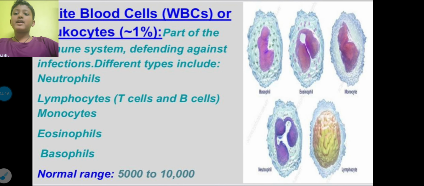Next, white blood cells, also called leukocytes. They are part of the immune system. They fight against diseases and infections. White blood cells are of different types: neutrophils, lymphocytes, monocytes, eosinophils and basophils. The normal range of these white blood cells is 5,000 to 10,000.